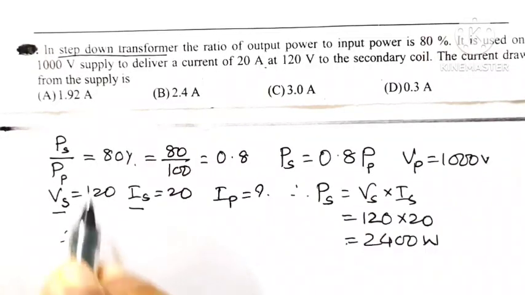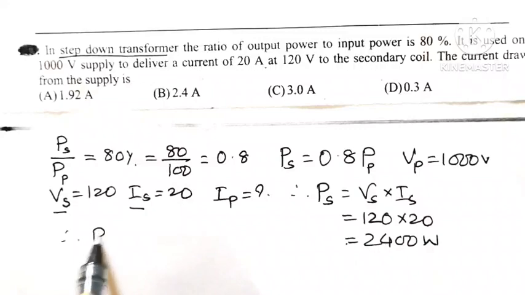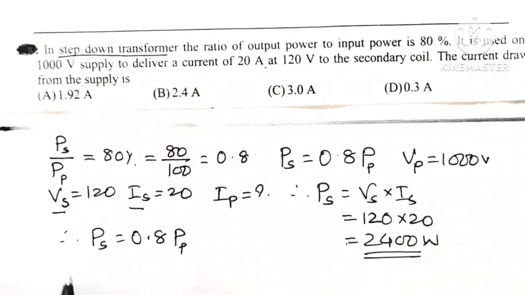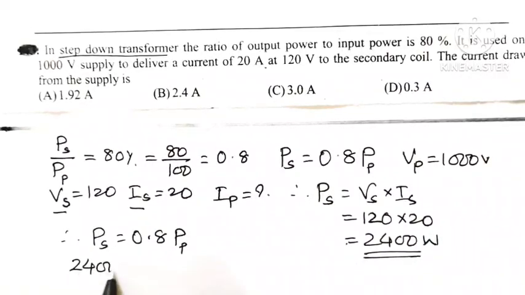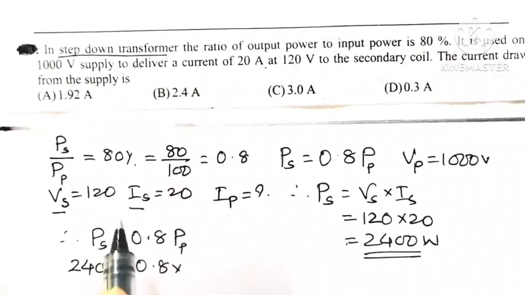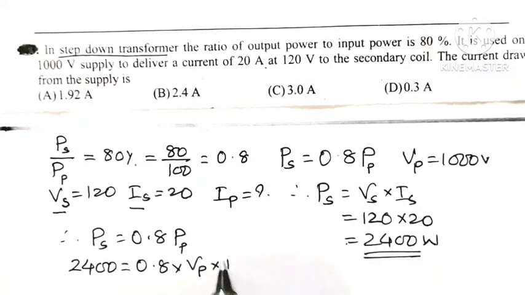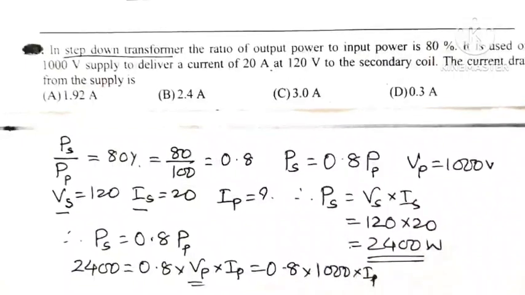So, see here, power in secondary is equal to 0.8 times power in primary. Now, what is the value of power in secondary? 2400 is equal to 0.8 times power in primary, meaning voltage in primary multiplied by current in primary. It is Vp into Ip. That is 0.8 into, what is the value of primary voltage? It is 1000 into current in primary.